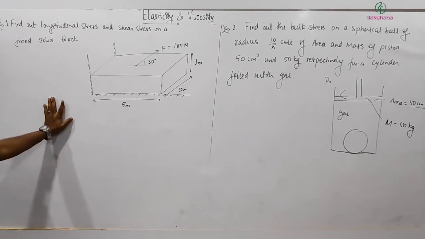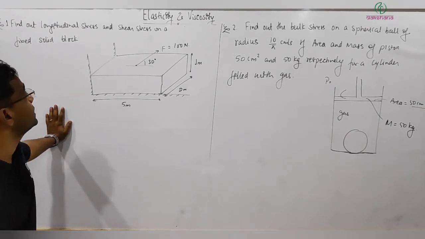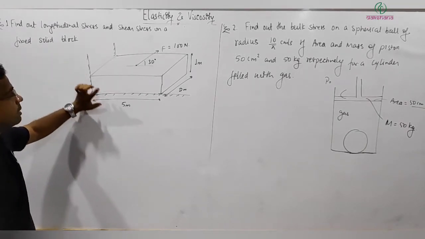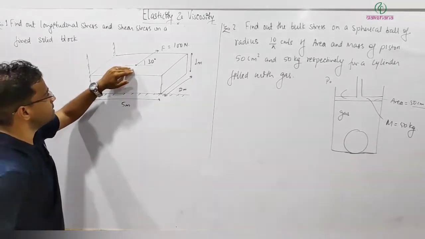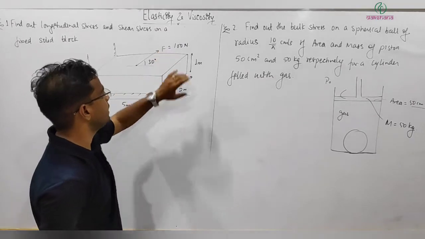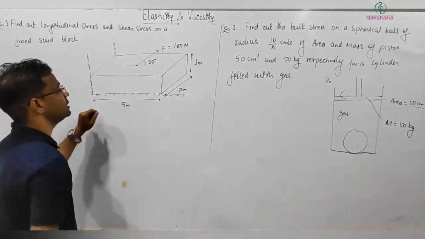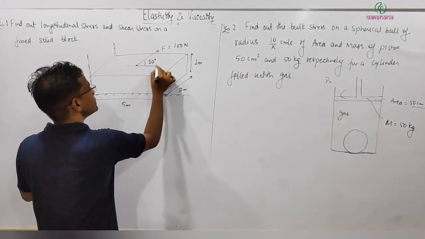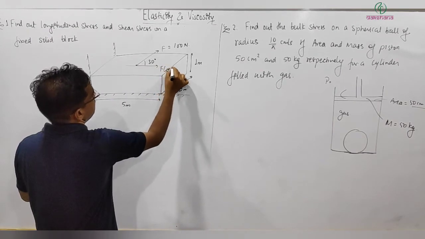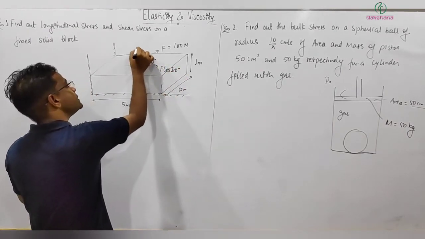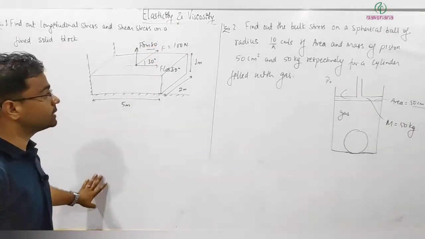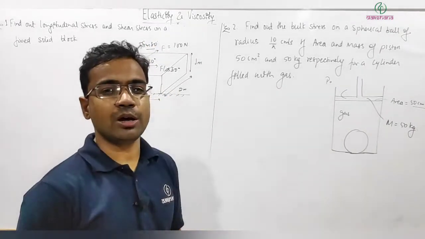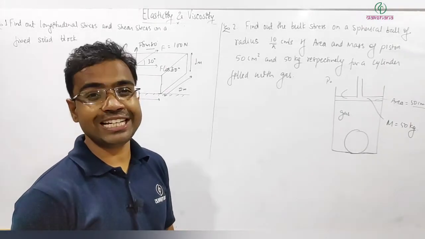Find the longitudinal stress and shear stress on a fixed solid block. This is a fixed solid block, and on this surface we are pulling it with a 100 Newton force at this angle. First we need to resolve this into F cos 30 degree and F sin 30 degree. Another point is that the dimensions of the block are given. For stress we need area.